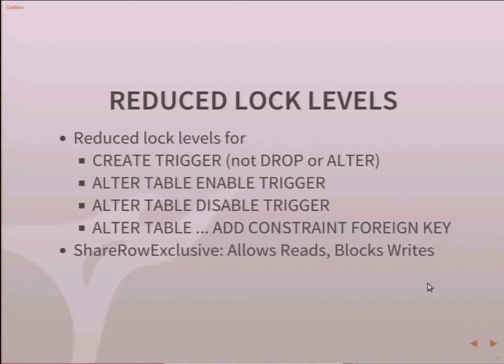There's been some more work on reducing lock levels for a lot of operations. The biggest one actually on here, to me, is this last one for adding foreign keys. Typically when you'd add a foreign key on a table, you'd have that table locked completely, no writes or reads. That's now been changed to share row exclusive lock, which actually means it allows reads but blocks writes. So now you can add foreign keys and still be able to query the table. Writes are blocked, but you can still query the table for the existing values. And for these other ones, create trigger and enable trigger, they typically work pretty quick already, but now it's even less intrusive.